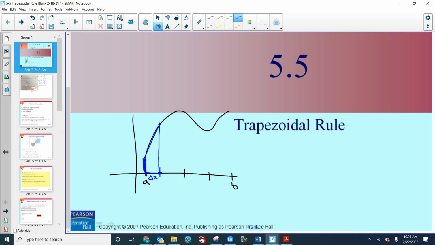Ready? Add them together, multiply by 1/2, and then times the, what's this called again? It's your delta x, which is the height of that trapezoid. Are you with me? On to the next one. Well, I've already got this function height. Let's find the function height here. I connect them. I drop them down.